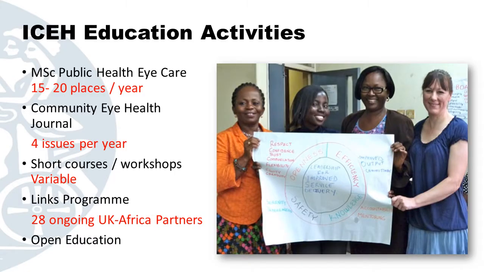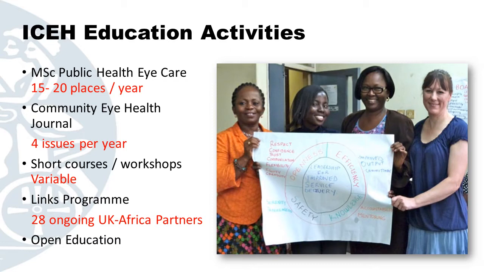So what is the International Centre of Eye Health doing in terms of education activities? I've summarised this quickly on this slide. The key activity is the Master's Training in Public Health Eye Care, usually with 15 to 20 students per year, training them in public health for eye care planning, really for leadership positions back in the ministries of health or universities or NGOs working in their home countries.